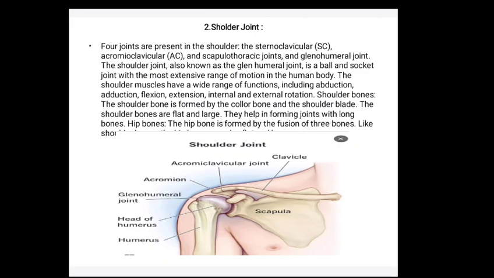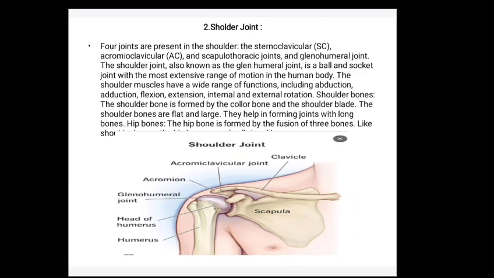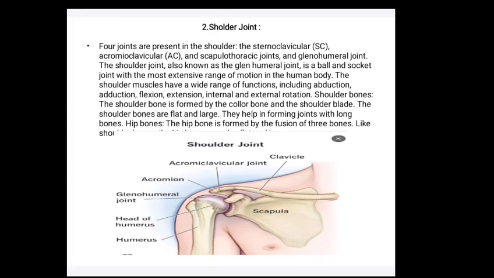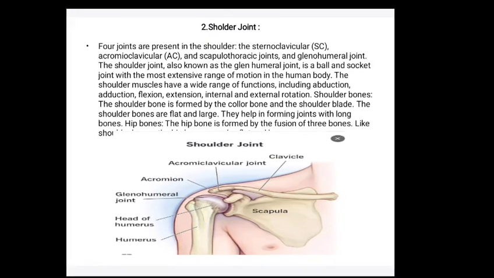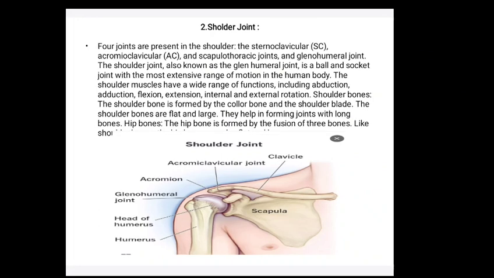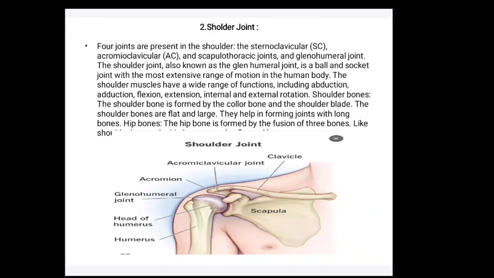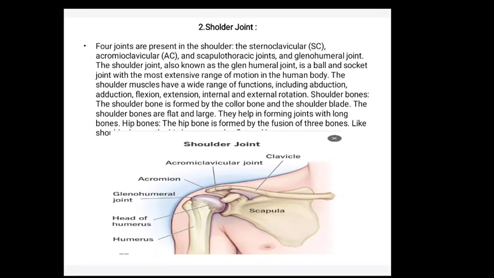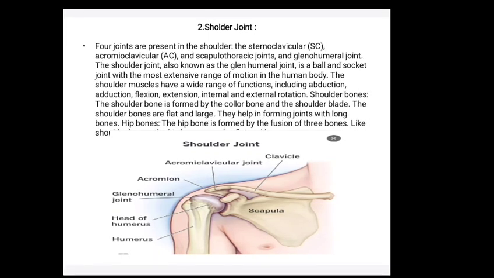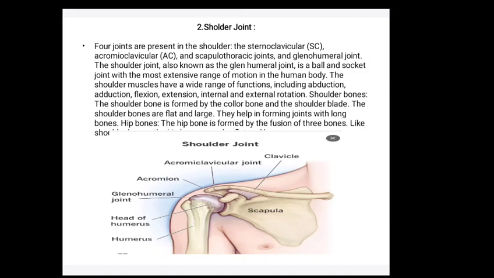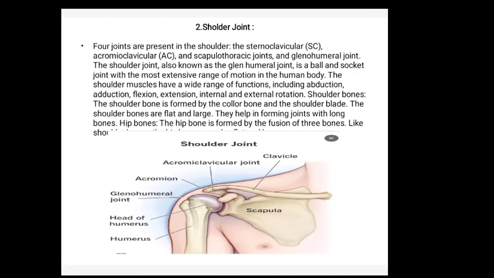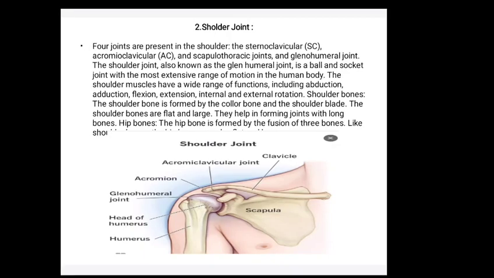Shoulder bones. The shoulder is formed by the collarbone and the shoulder blade. The shoulder bones are flat and large. They help in forming joints with long bones, like hip bones. Diagram is also there. You have to draw the diagram.